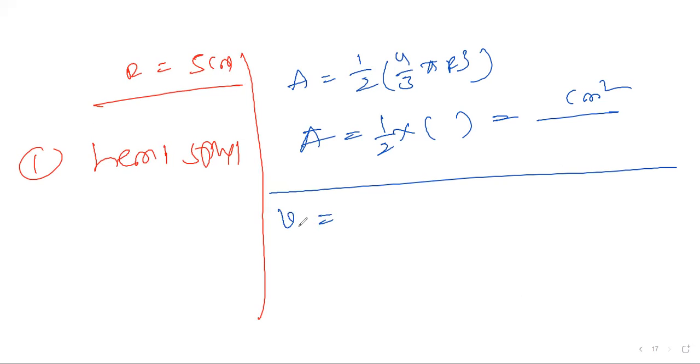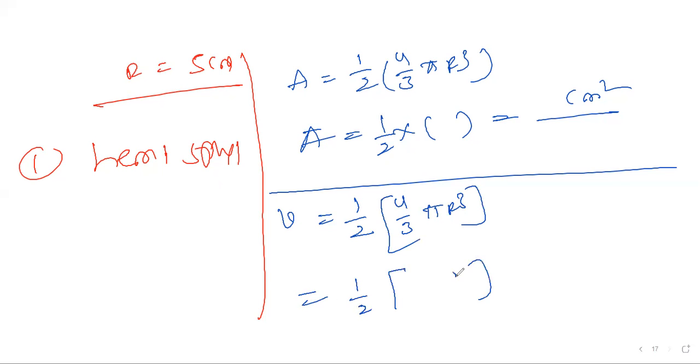But the slight difference is in the perimeter case. The volume case is the same thing. What is the volume you have to do? 1 by 2, 4 by 3 pi r cube. That is 2 by 3 pi r cube. For 50% you can do it, and you'll get the volume. The area of 50% you'll get as an answer. This is what the hemisphere is, 50% of that. Here there are no perimeter cases, and here it is simple.